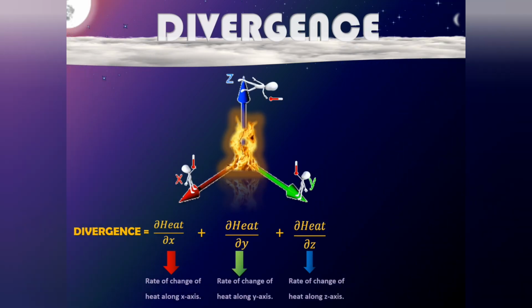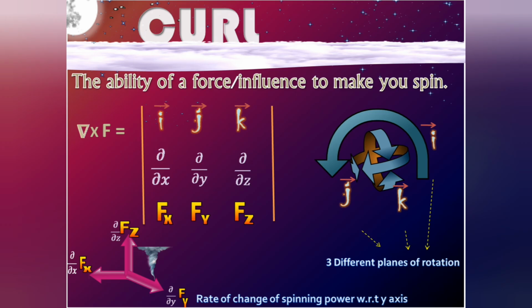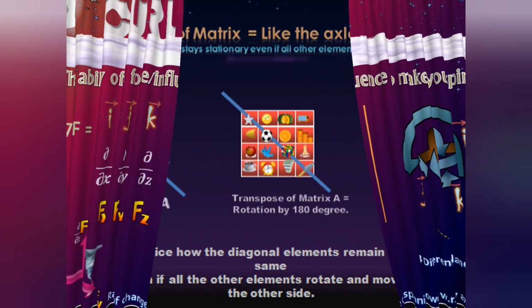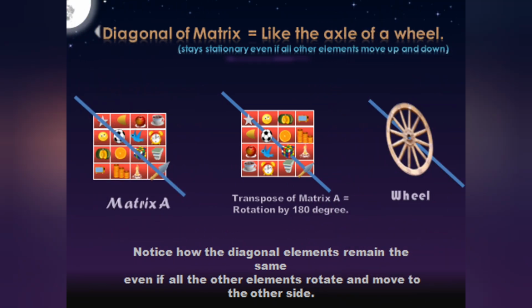Divergence is the rate of change of a quantity, for example heat, along the x, y and z axis simultaneously. What if curl is a measure of how much a field can make you spin? What if i, j, and k in the formula indicate different planes of rotation? What if the diagonal of a matrix is the axis of rotation of a matrix?